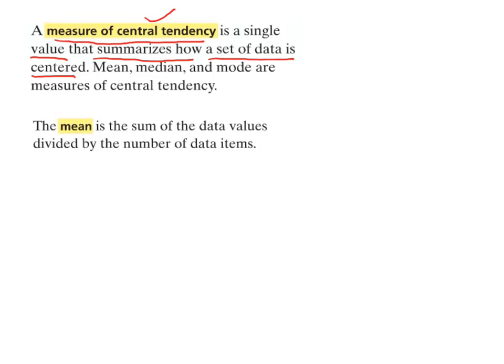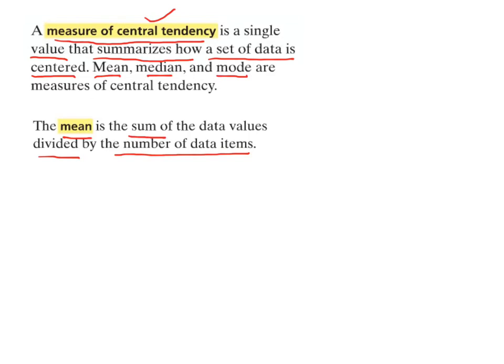There are 3 measures of central tendency. They are mean, median and mode. Let us try to understand each one. The mean is the sum of the data values divided by the number of data items.